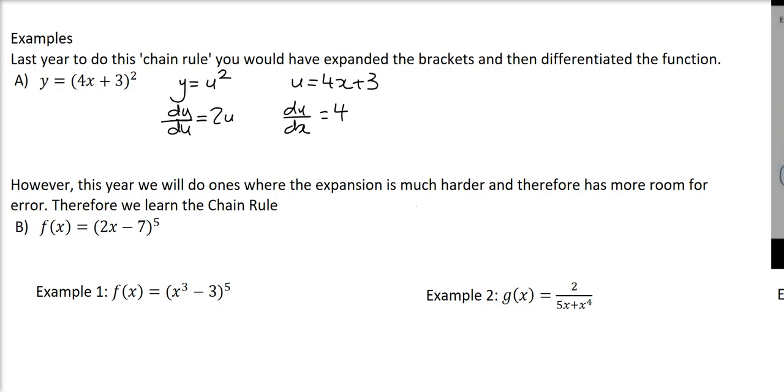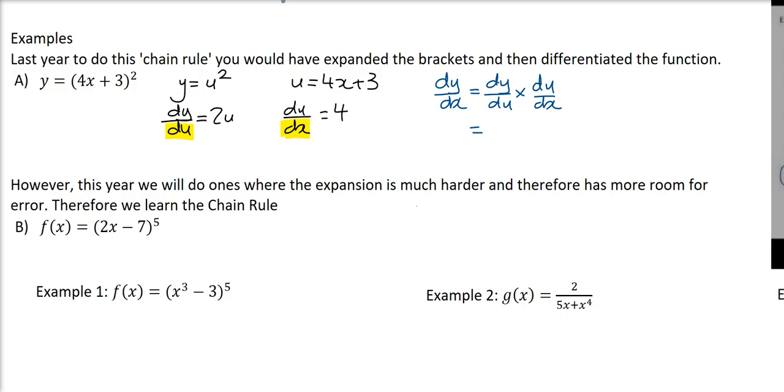4. Remember, this bottom line, when we're differentiating, means with respect to. So with respect to u, that's the one where we bring down the power and take one off the power. So if dy by du is 2u and du by dx is 4, then we can say, because dy by dx is what we're trying to find, we can use this chain rule to multiply both of those together.